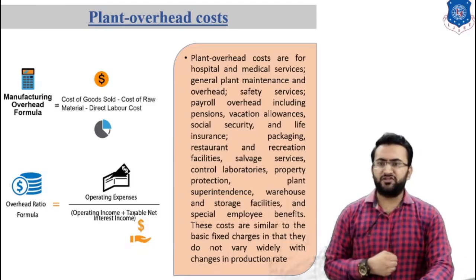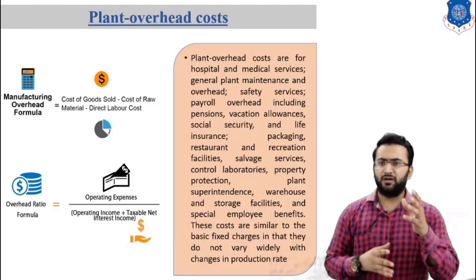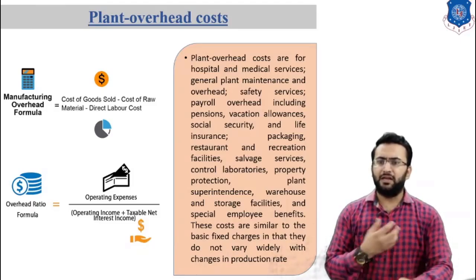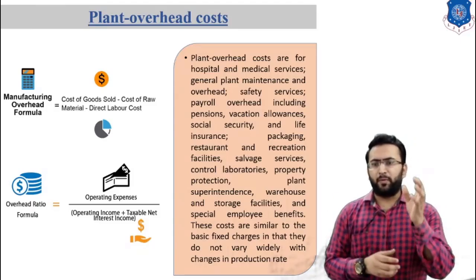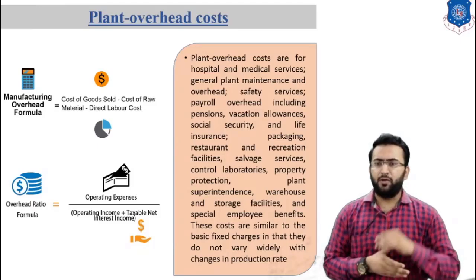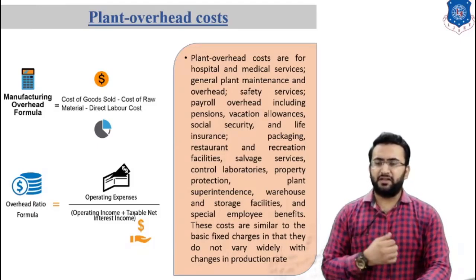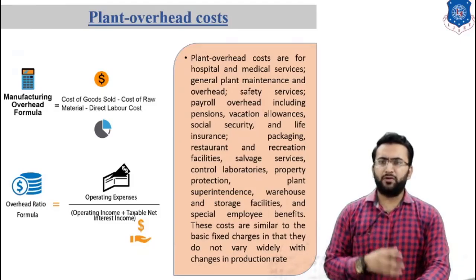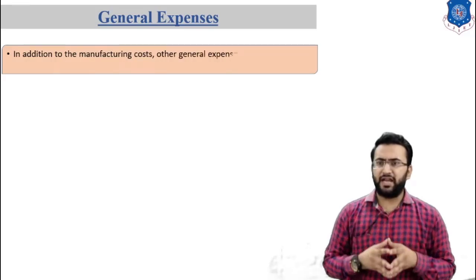Plant overhead cost is generally calculated by the cost of goods sold minus cost of raw material minus labor cost, and the overhead ratio can be calculated by the operating expenses divided by operating income plus taxable net interest income. So this is all about plant overhead cost. Now let's talk about the general expenses.